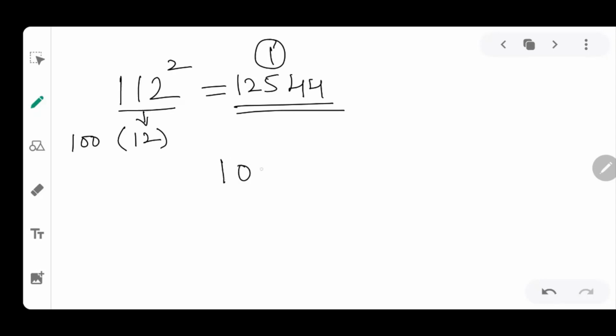Let's take 102 square. Now how much more than the base? 2 more. The square of 2 is 4. Base has 2 zeros, so one more 0. 102 plus 2 is 104. So the answer is 10404.